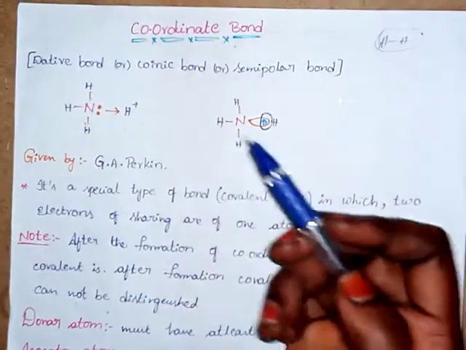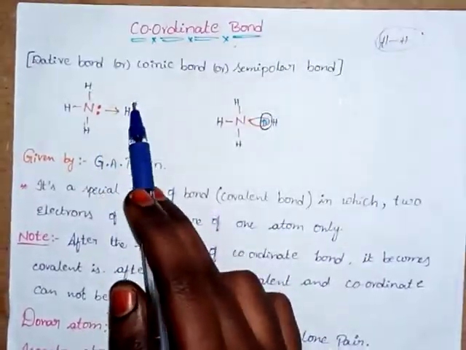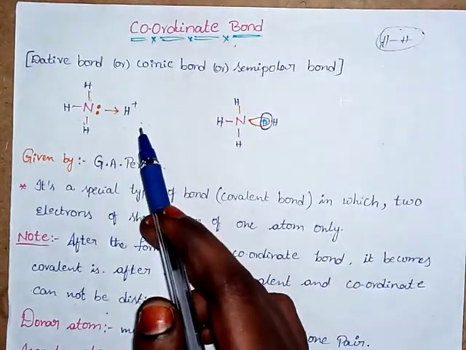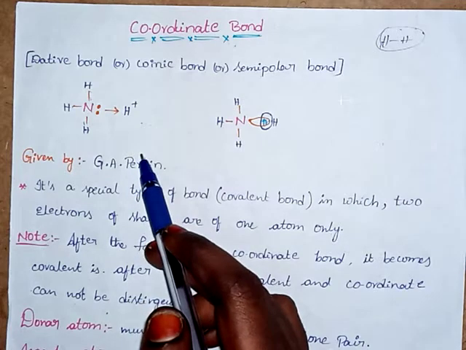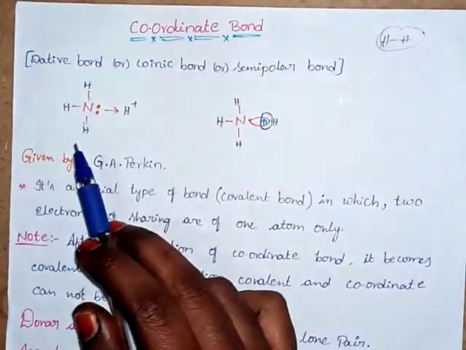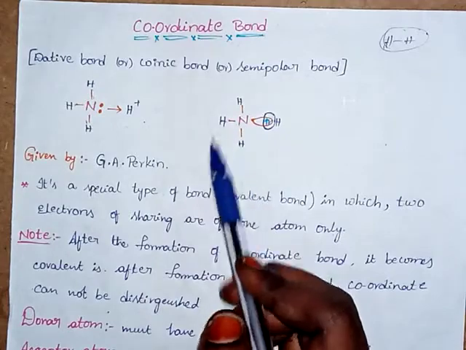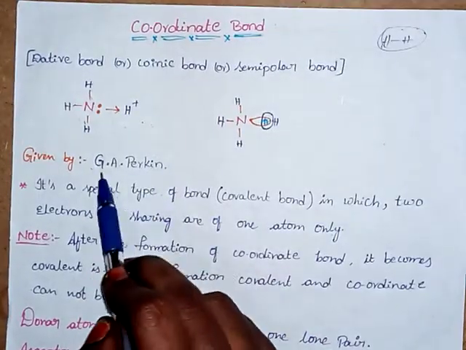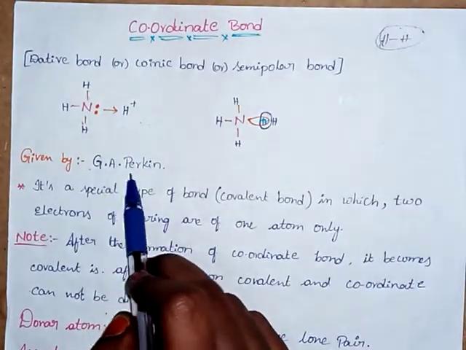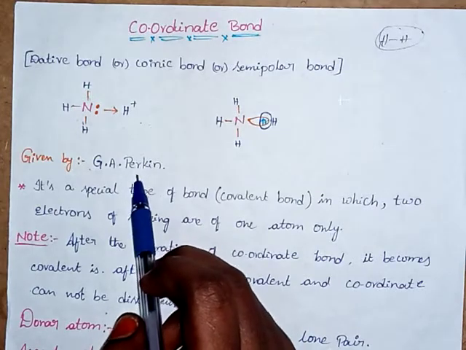After making this coordinate bond, it will no longer be called a coordinate bond. It will become a covalent bond. After its formation you can't tell whether it is a coordinate bond or a covalent bond. This coordinate bond was given by G.A. Perkin, a scientist. This coordinate bond is a special kind of bond.